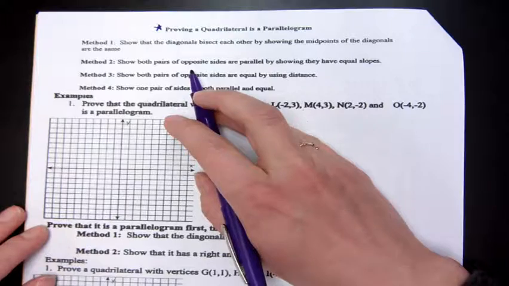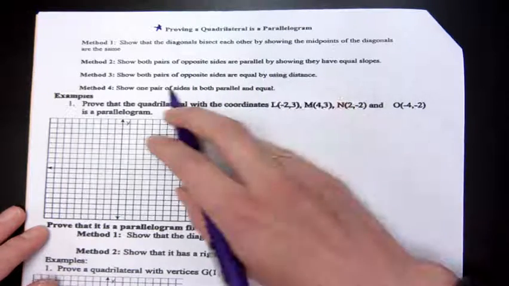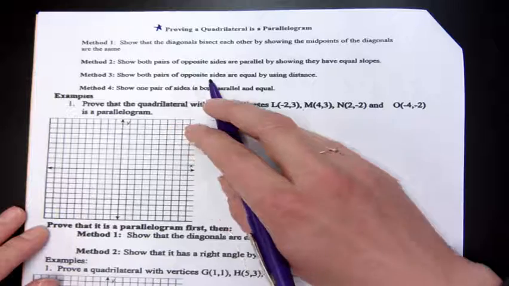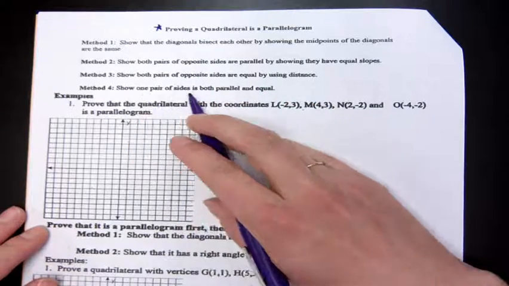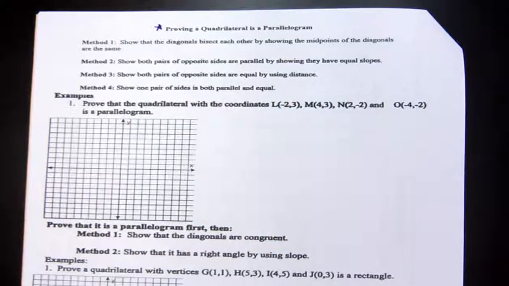Can we show both pairs of opposite sides are parallel? Can we show that opposite sides are equal? Can we show one pair of sides is parallel and equal? So those are 4 different methods. Any one of these methods is enough to prove it.